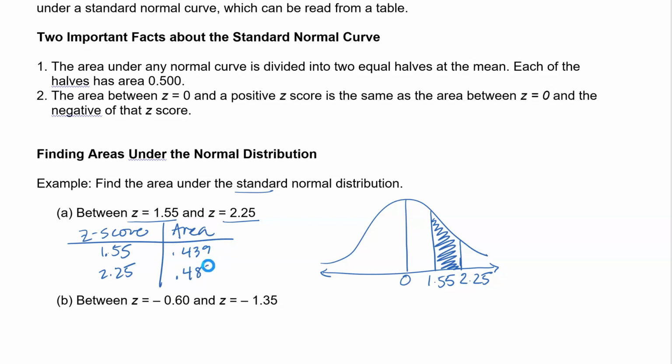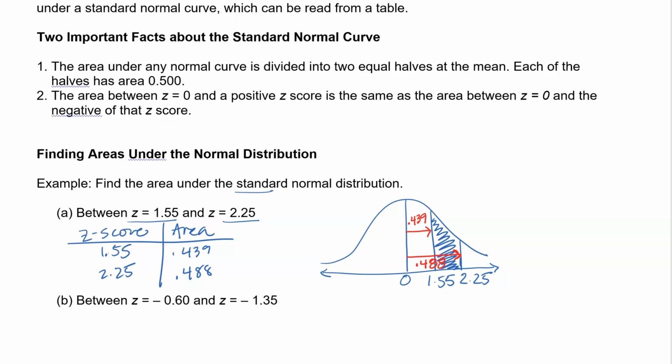and 0.488. Okay, so 0.439. Remember that the area is always the area from the z-score to 0, or from 0 to the z-score. So from 0 to 1.55, the area is 0.439, and from 0 to 2.25, the area is 0.488. Okay, notice that neither one of these numbers is the blue shaded region, so we're going to have to do a little work here.